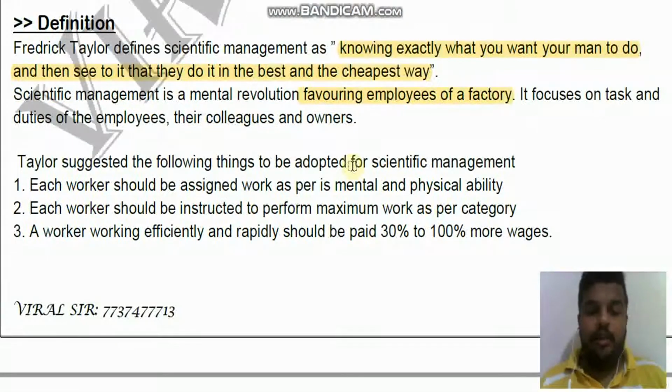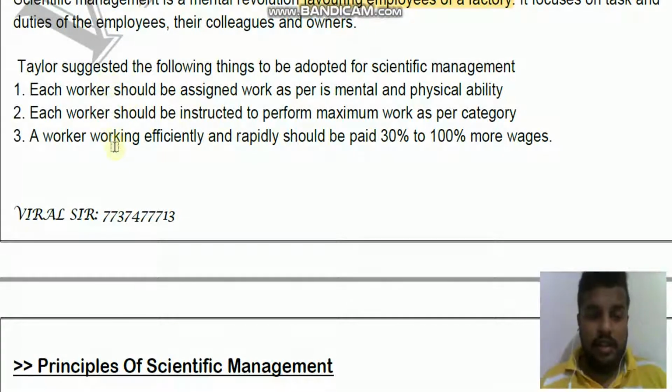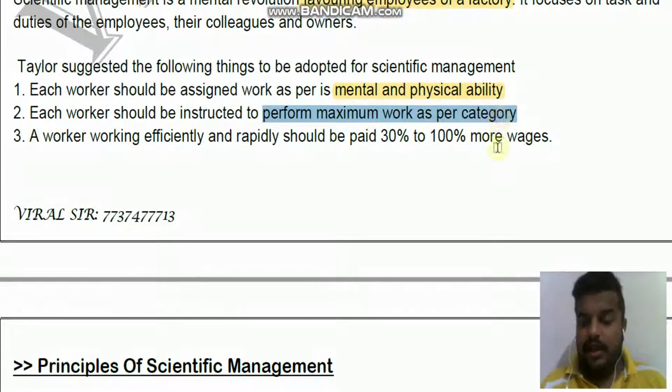Taylor suggested the following things to be adopted for scientific management. He suggested three things: each worker should be assigned work as per his mental and physical ability. Don't allot the same work to each and every worker; assign work as per their mental and physical ability. Each worker should be instructed to perform maximum work as per category. Divide the workers into categories and ask all the workers to do maximum work as per the categories. And a worker working efficiently and rapidly should be paid 30% to 100% more wages. That extra wage should be paid to more efficient workers, so it will motivate other workers to do good.